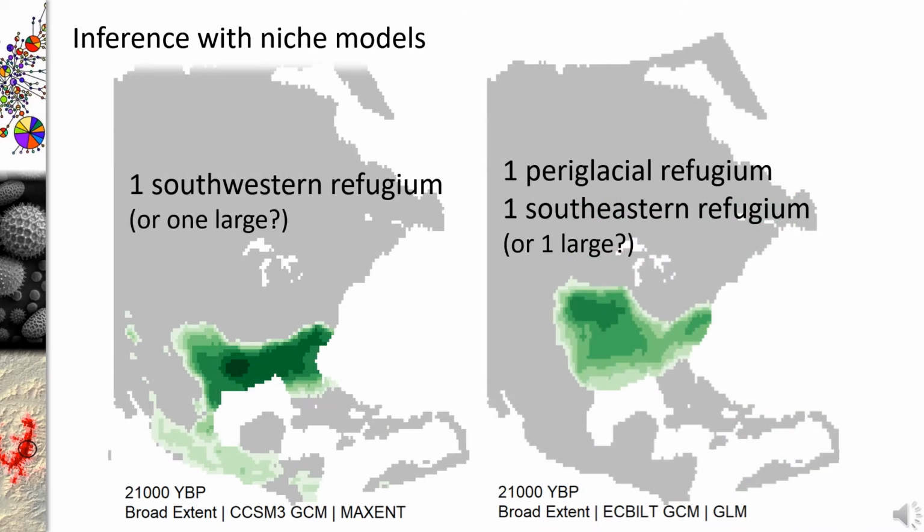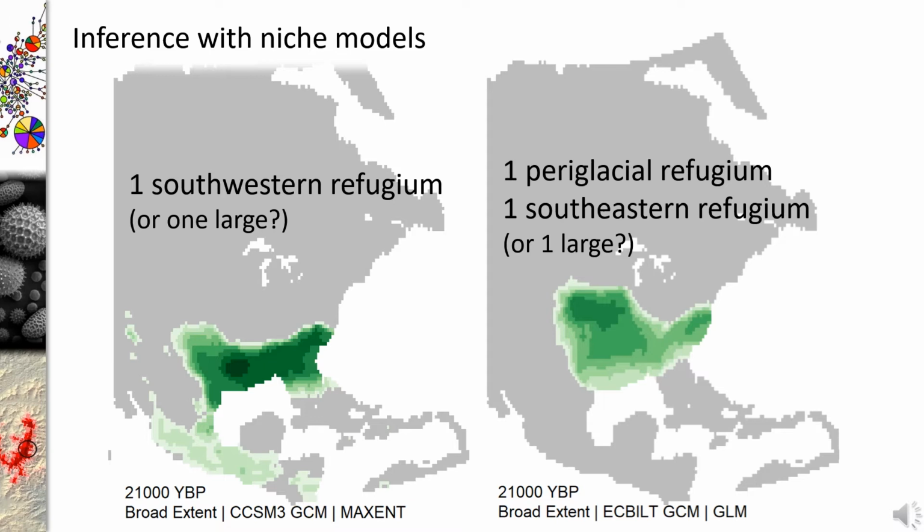But I'm going to focus on the two models that were the most different in the past. The one on the left here is created by Maxent. It depends how you interpret it, but you could say, for example, that it represents one very large refugium. On the other hand, perhaps a species was relegated to a very localized spot of very high suitability in the southwest. The map on the right was created using a generalized linear model.